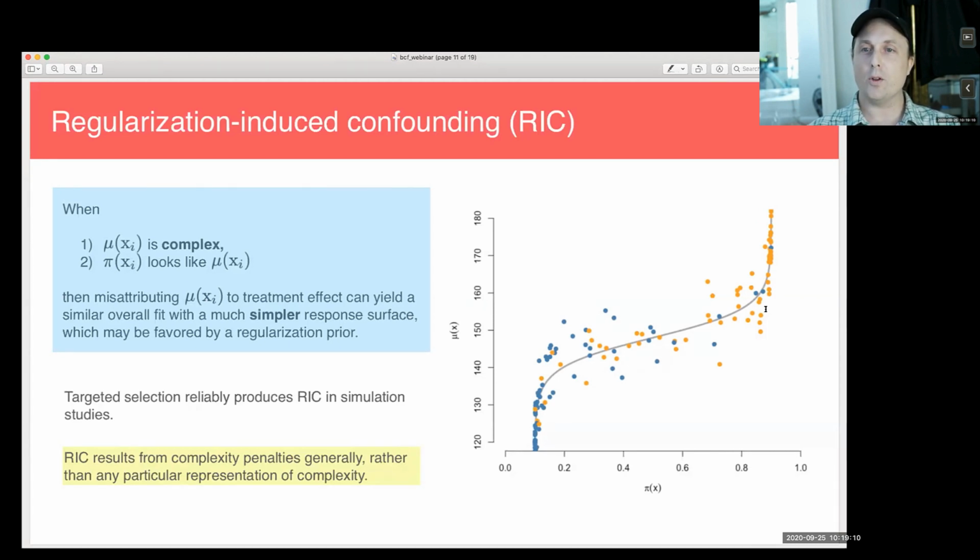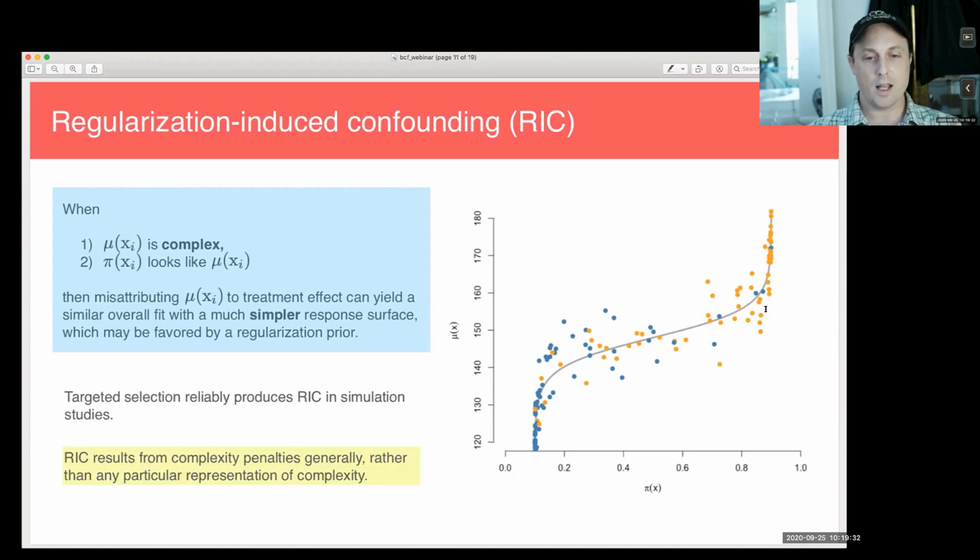So we call this regularization induced confounding. It's not actually confounded because we've satisfied all the assumptions of strong ignorability. Nonetheless, in finite samples, you see it persistently, that if you generate data according to targeted selection, you reliably produce finite sample bias in a way that ruins your inferences.